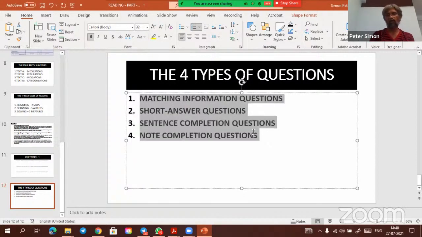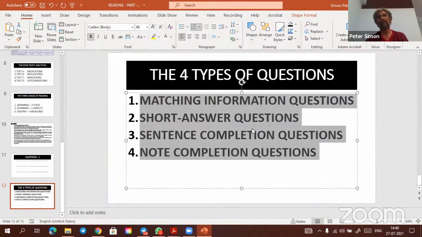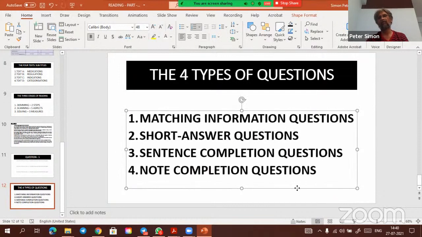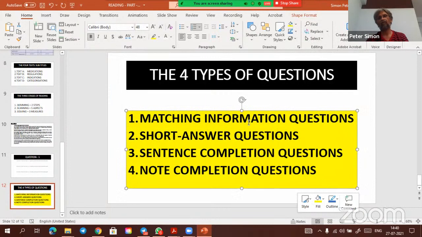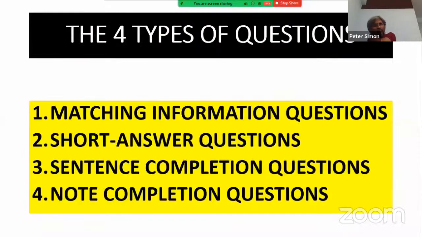Any of them may come; three different types will be there. So make a note of this, because different types of questions have different approaches to answering them.